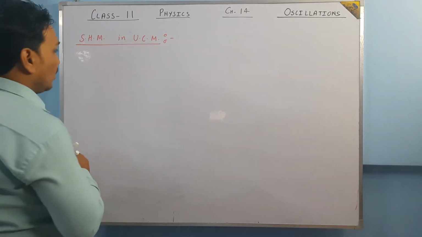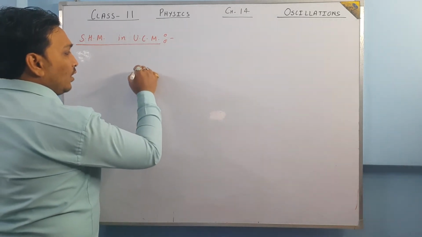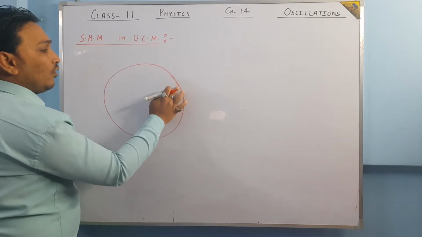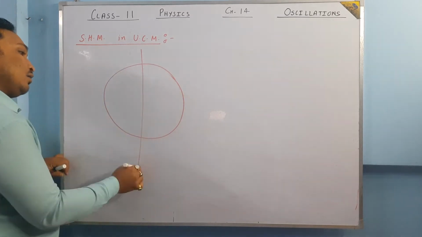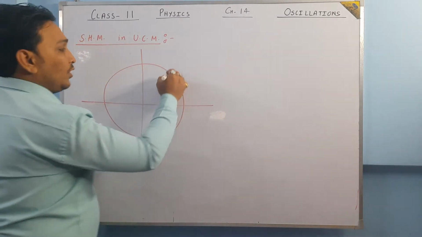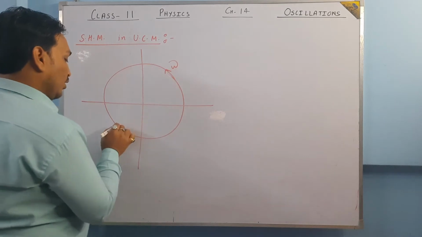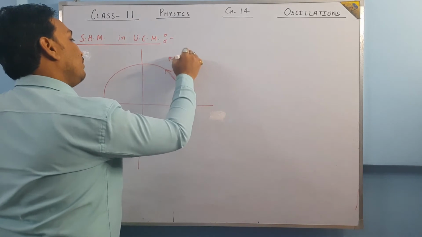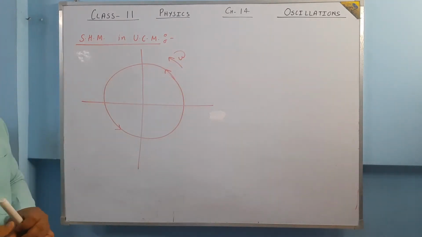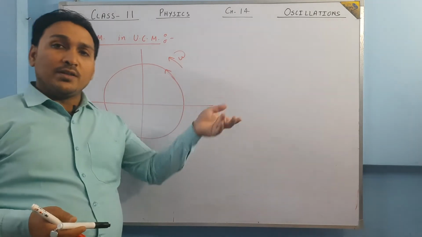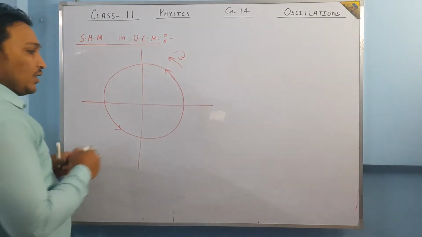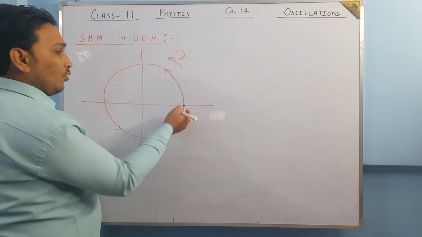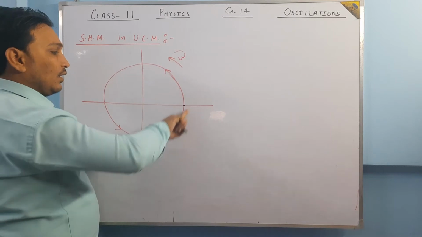Let us see. Suppose a body is moving on a circular path, this is how the body is going, with angular velocity omega. Omega is the angular velocity with which the body is moving, right? And it is uniform circular motion, so basically omega remains constant. Suppose the body starts from this point. The body goes towards that side, then this side, then this side, then like this.